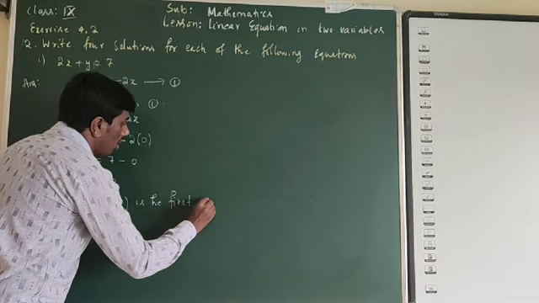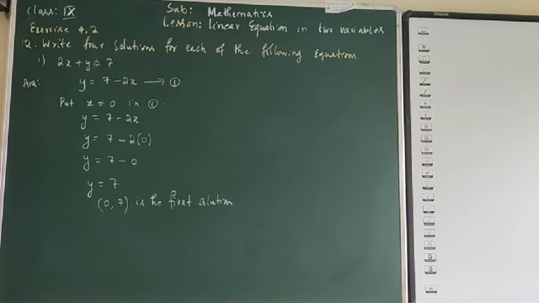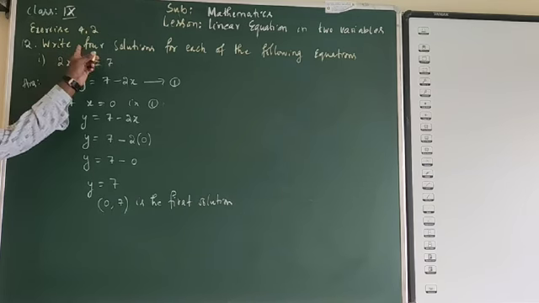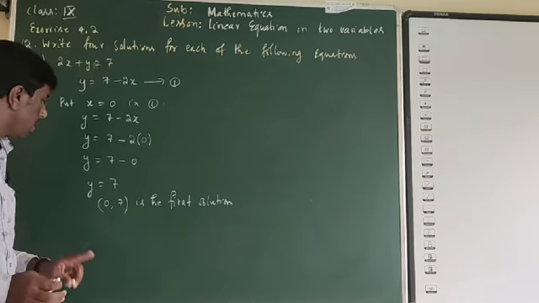So 0, 7 is the first solution. So that is representing the solution in terms of ordered pair. Now the question is to find out 4 solutions. I have found out only one solution, first solution, right?